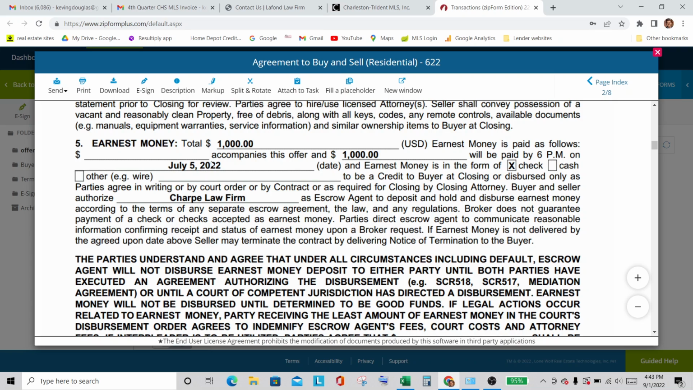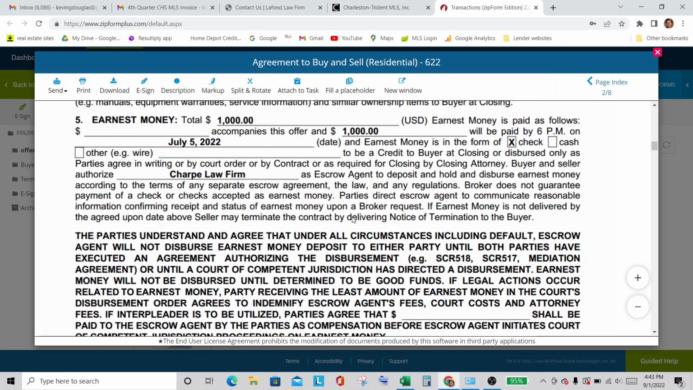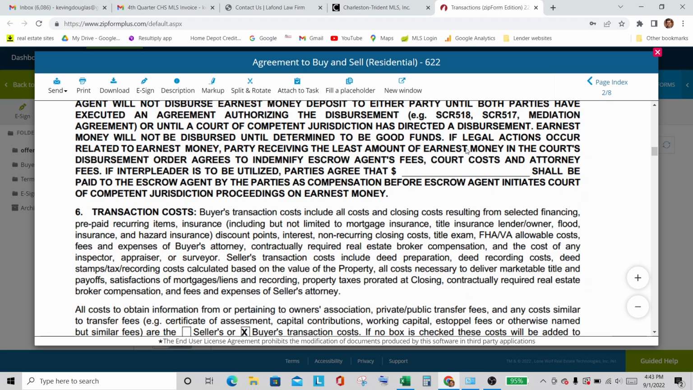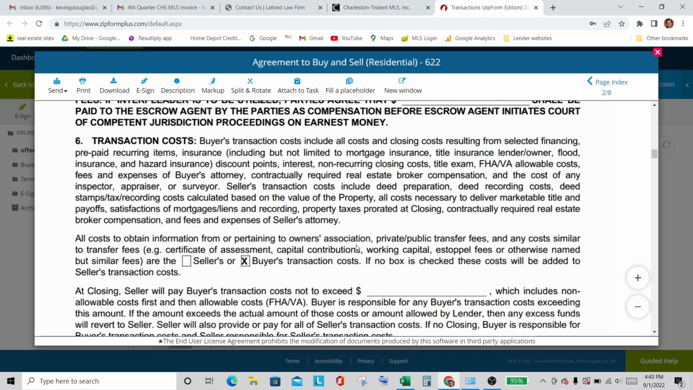Here you put what date you plan to have the buyer give the earnest money to the attorney by, and what method they plan to pay, whether check, cash, or other. And then here you'd write the other method. Typical is about 1%. A lot of agents try to get away with a 0.5%. Some people try to go with $1,000, but a good offer is usually about 1% of the purchase price. Usually nothing here. Section 6 is transaction cost.